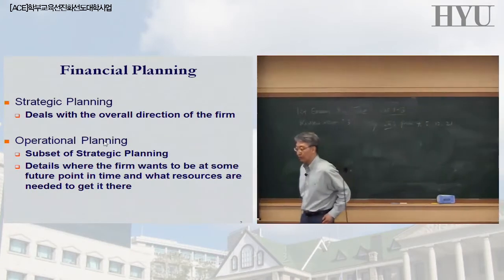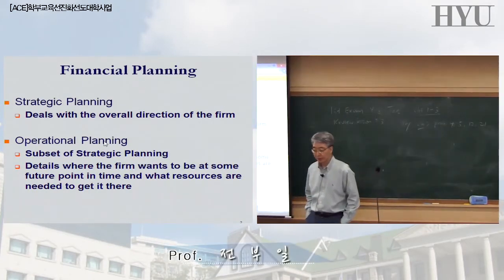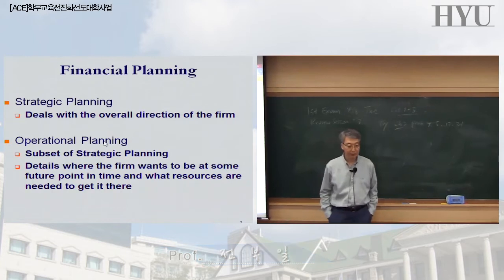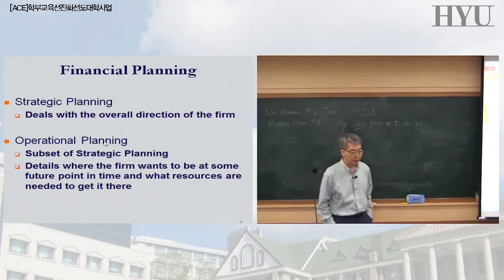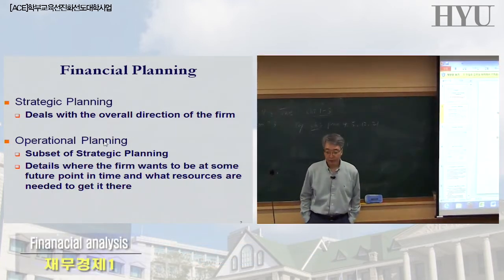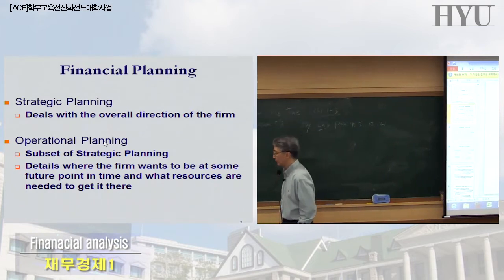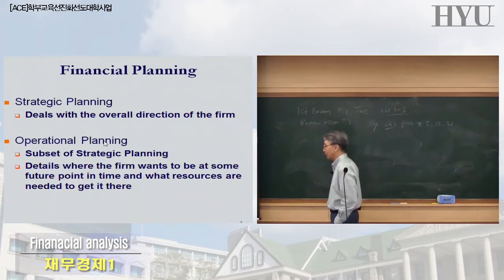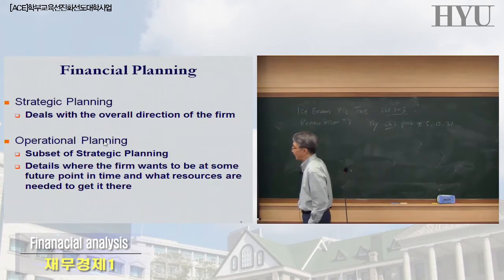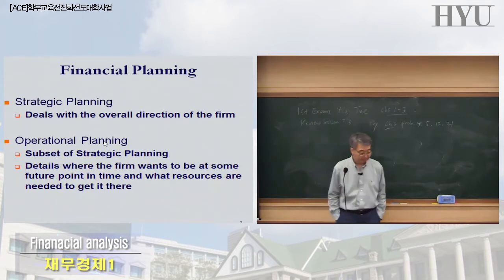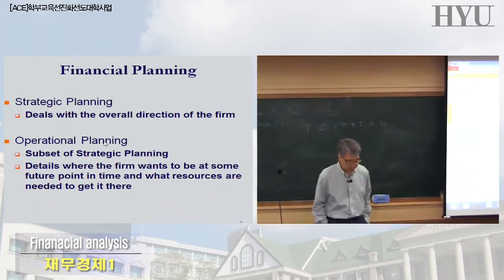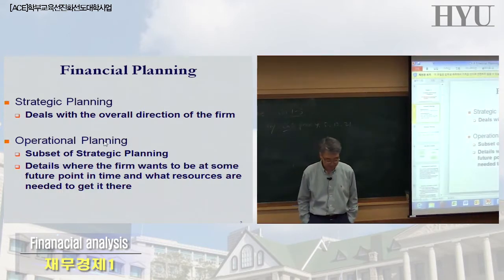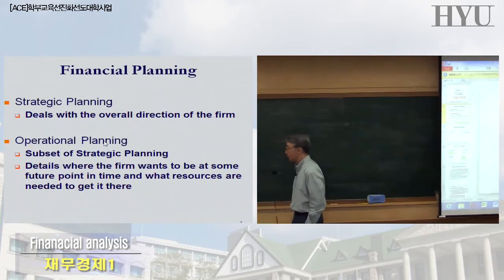In chapter 3, we talked about financial analysis. So, these two chapters, again, as I mentioned before, involve a lot of accounting, but we are making progress towards our goal of doing actual financial, corporate finance subject. Okay? All right, so financial planning involves two different types of planning. One is strategic planning. The other is operational planning. But operational planning is actually part of strategic planning.